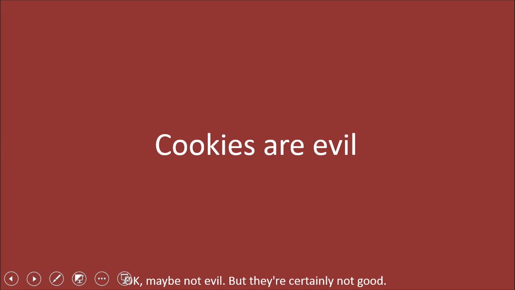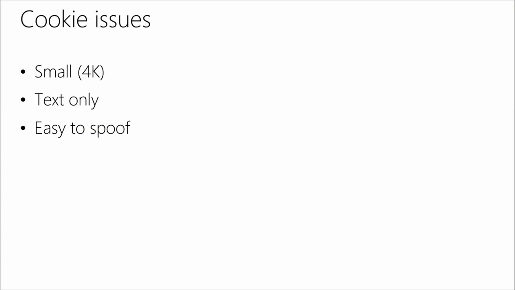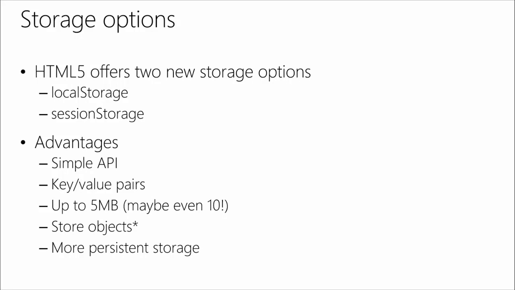Because the problem with cookies is they're small, they're easy to spoof, they can be hijacked, they're text only, and there isn't a good API around them. We want to get away from using cookies. And this is where HTML5 comes to the rescue and gives us two brand new ways of storing data.